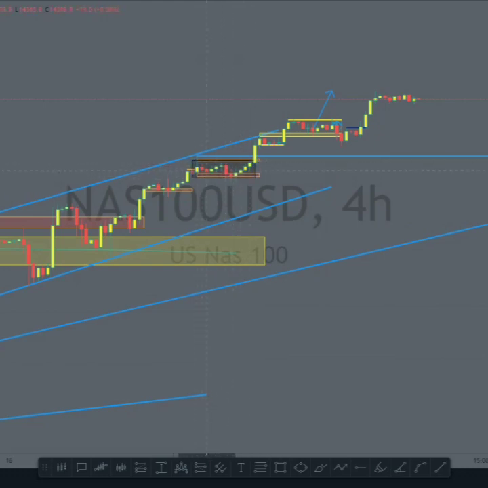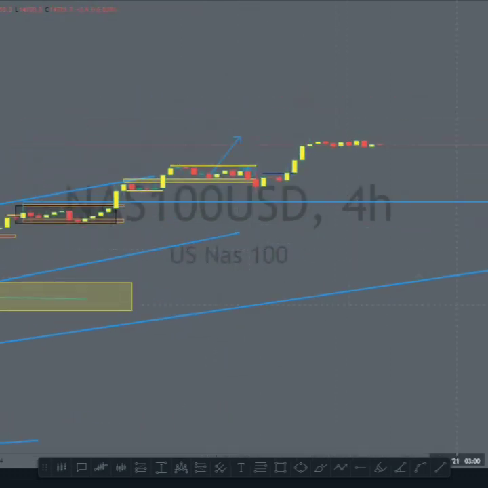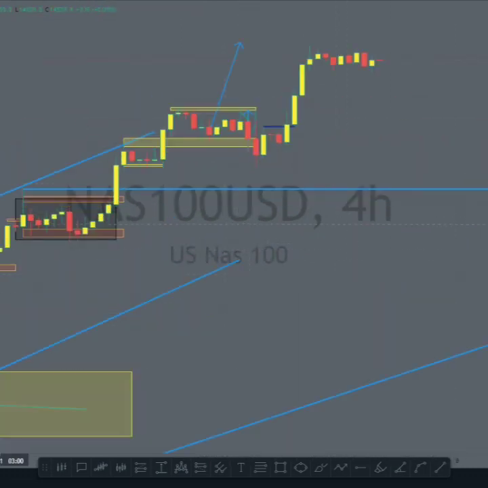So yeah, if we check here now, guys, on this black box, we can see that the market kept on going up, down, and then until it broke impulsively, and it didn't come back down to test this level again.